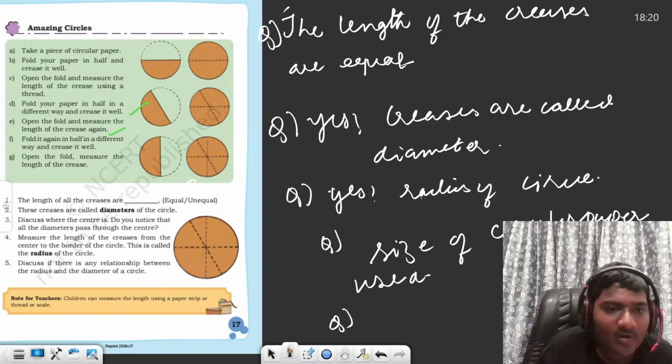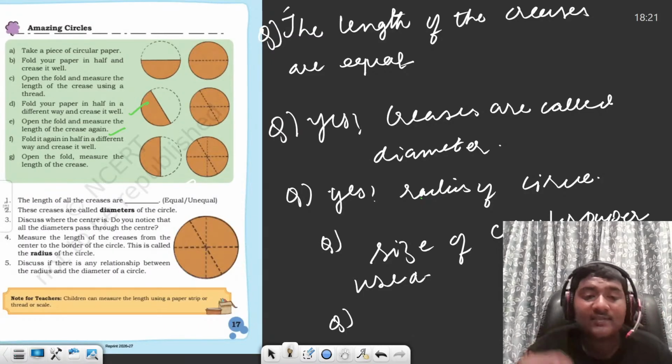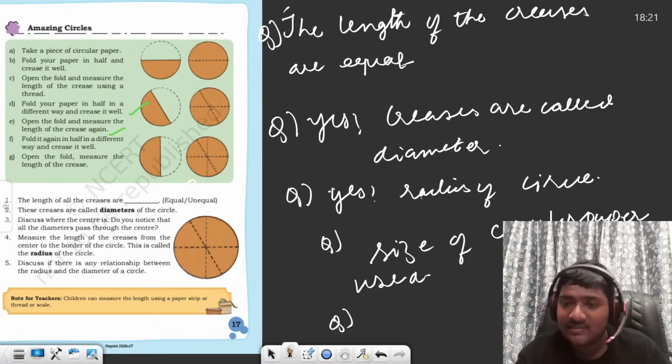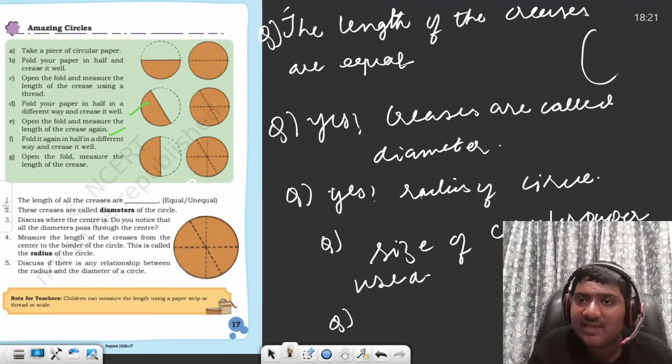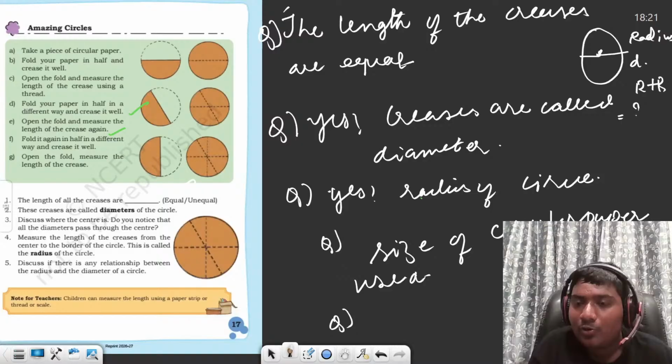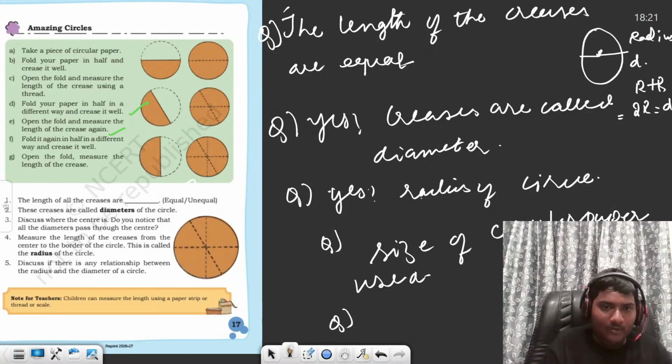If there is any relationship between the radius and diameter. Yes, there was a relationship when we halve the circle. Listen, I'll explain. If this is a circle, half of the portion will be radius. So one part of a circle will be radius and two parts of a circle is diameter. R plus R is equal to 2R, nothing but diameter. Okay, children? Yes, there was a relation.